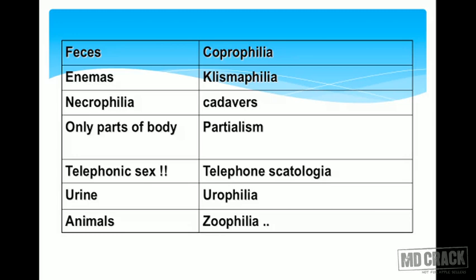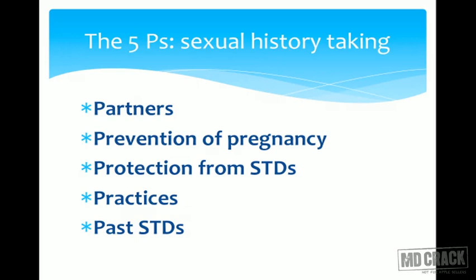So all these different types of paraphilias are here on the table in front of you, and you can make good use of this to solve your multiple choice questions, because there are specific words and you might find the words difficult, and that's why you need to work on this. Lastly, I want to tell you the 5 important P's, words starting with the letter P, as far as sexual history taking is concerned, and this will be very useful to you during your sexual history taking.